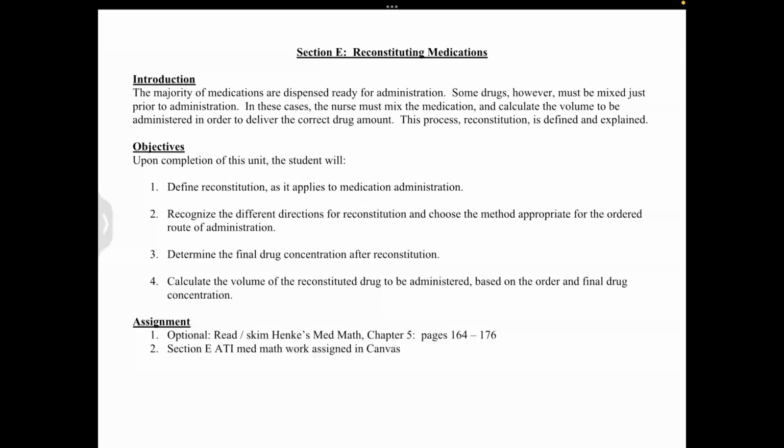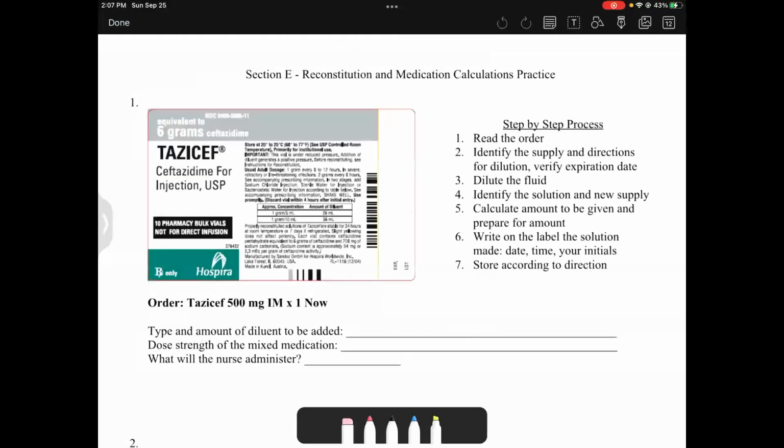Section E, Reconstituting Medications. So these are your objectives and this is your optional reading assignment, and make sure you do your Section E ATI Med Math work assigned on Canvas. Section E, Reconstitution and Medication Calculations Practice.